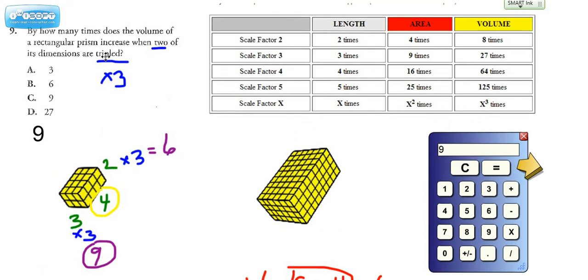Let's talk about the idea that because we're only affecting two of the dimensions, then we're really only affecting the area. So that would be two-dimensional, right? So if we square this idea of tripling, then wouldn't 3 squared be 9? Now ask yourself, would that work every time?